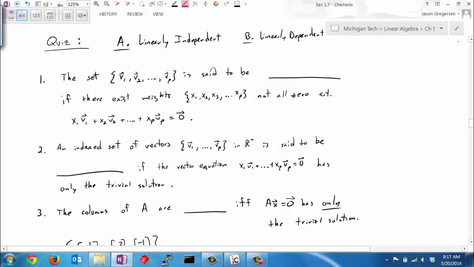So this one's going to be a non-graded, just clicker kind of questions. So basically A is linearly independent, B is linearly dependent, and we're going to go through and say what goes in the blank for number 1. So this set of vectors, v1, v2, ... vp, is said to be which? Independent or dependent? If there exists some weights, not all 0, such that the linear combination is true.